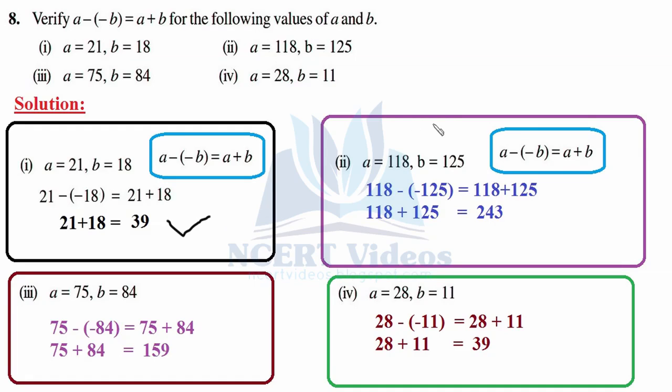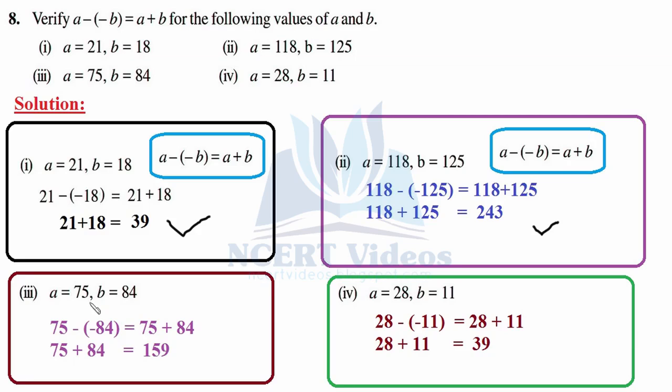Now doing the same thing here, only a and b change. Now putting a as 118, minus, and bracket start, minus as it is, and then b is 125, and on the right hand side just write 118 plus 125. Now solve it. Minus minus is plus. When you add it, it is 243. Left hand side is equal to right hand side, therefore it is verified. You have learned addition in your previous class.